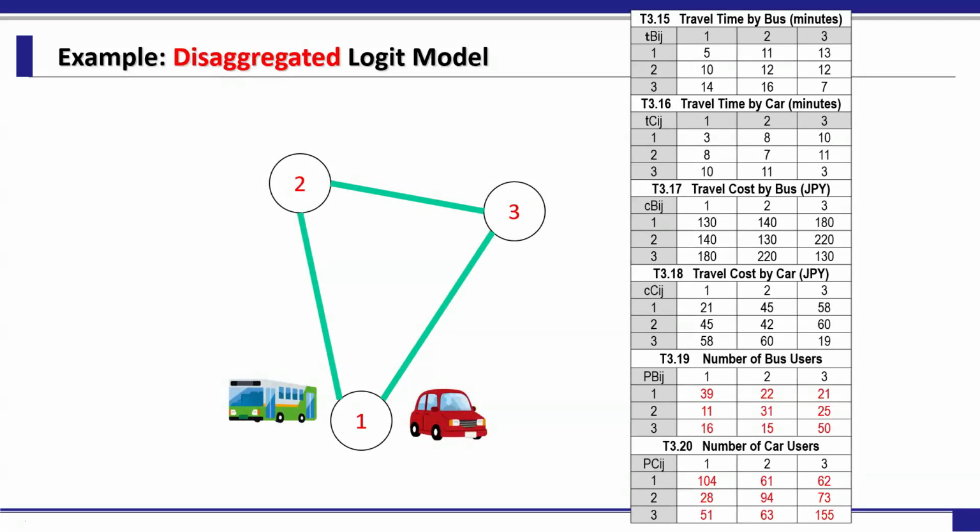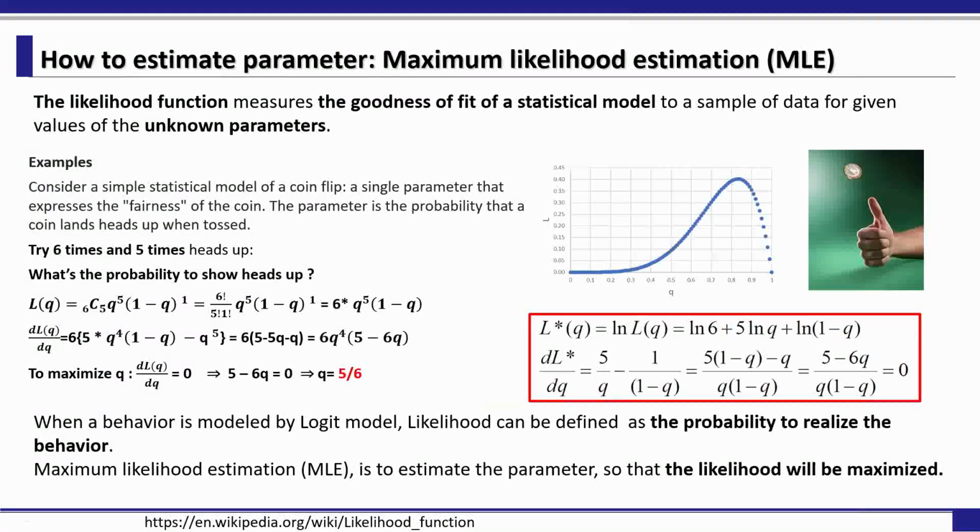Then the second one is the disaggregated logit models. I need to explain this item 3 also. This one shows that in the disaggregated logit models, the estimation of the parameters is made by the maximum likelihood estimation method.